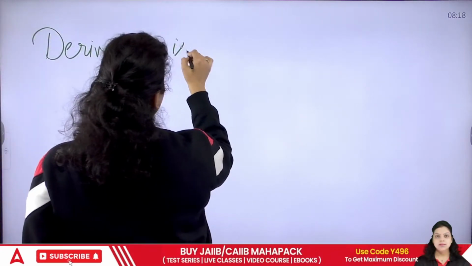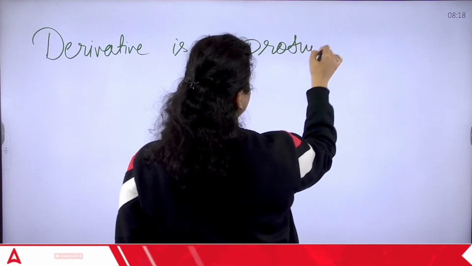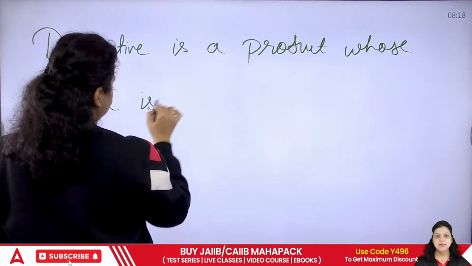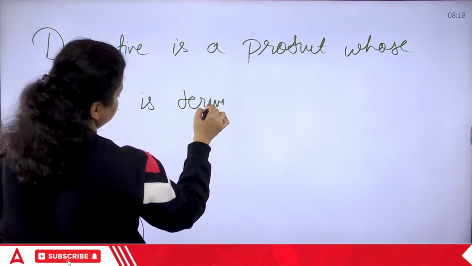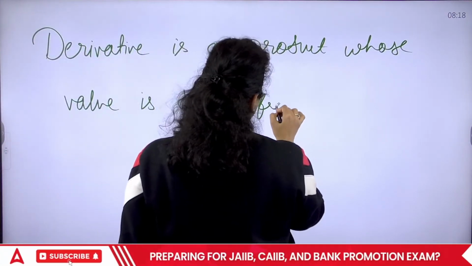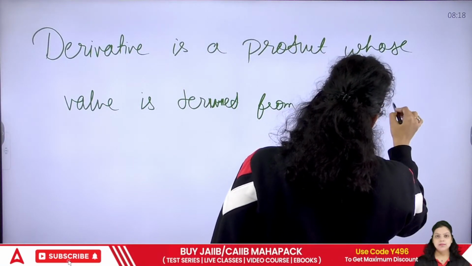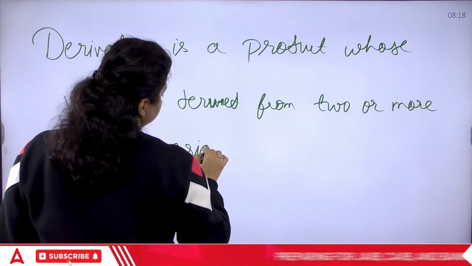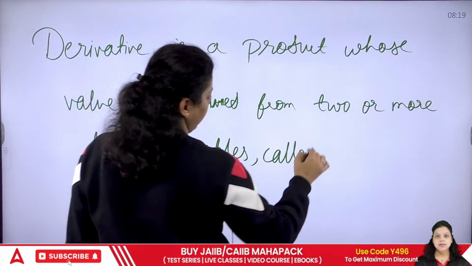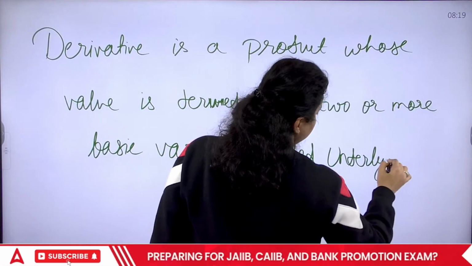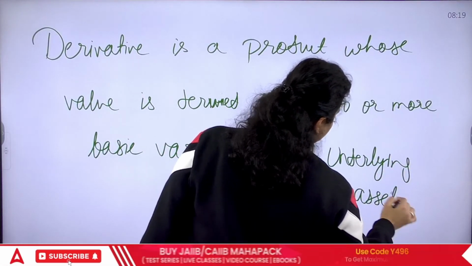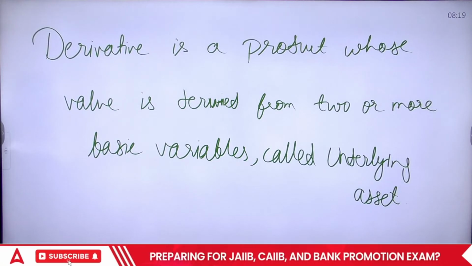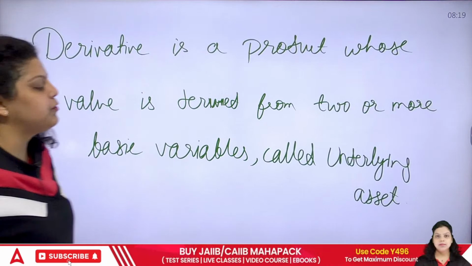Derivative is a product whose value is derived from two or more basic variables, called underlying asset. Okay, so what is derivative? Derivative is simply a product whose value is derived from two or more basic variables, and those variables are called your underlying assets. Now let's understand this definition with an example.